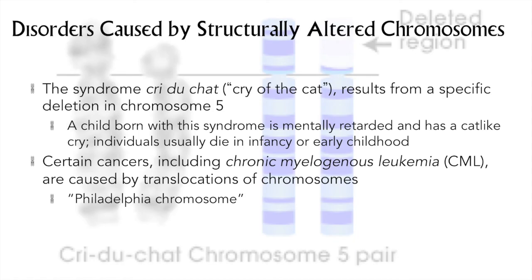Just a couple of examples of human syndromes caused by altered chromosomes. Cri-du-chat is caused by a deletion in chromosome 5, which leads to a baby being born with severe developmental problems and a characteristic cat-like cry. One of the first types of cancer traced to a chromosomal problem was chronic myelogenous leukemia. In CML, parts of chromosome 9 and 22 translocate in cells in the bone marrow. This leads to tumor formation and this particular form of cancer. This translocated chromosome is called a Philadelphia chromosome after the city where it was first discovered.